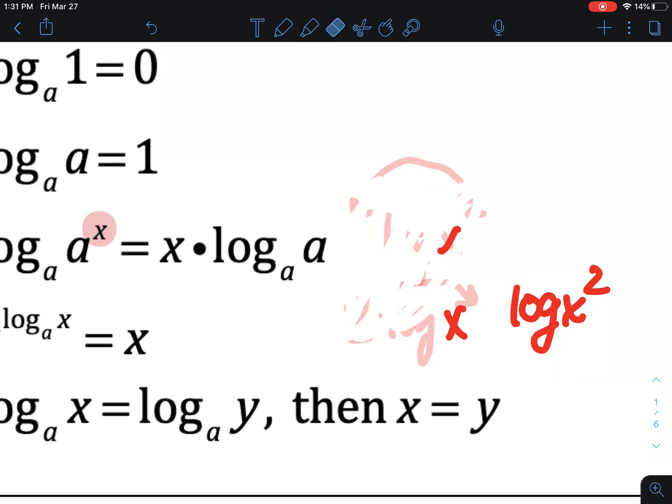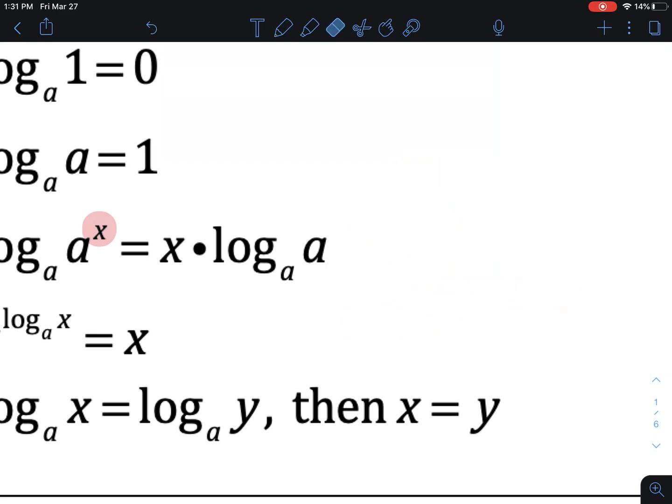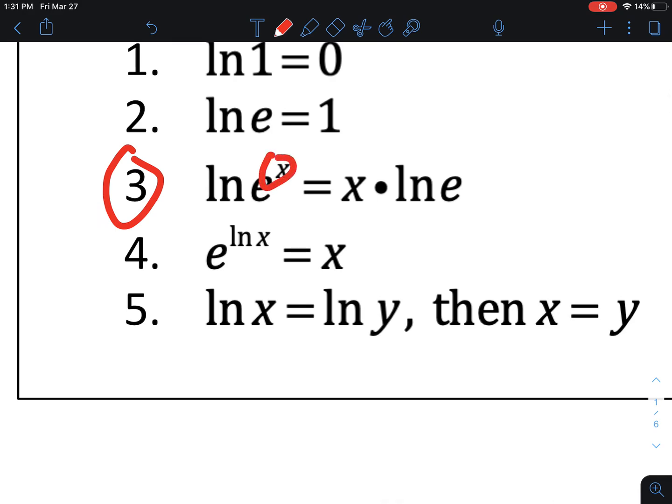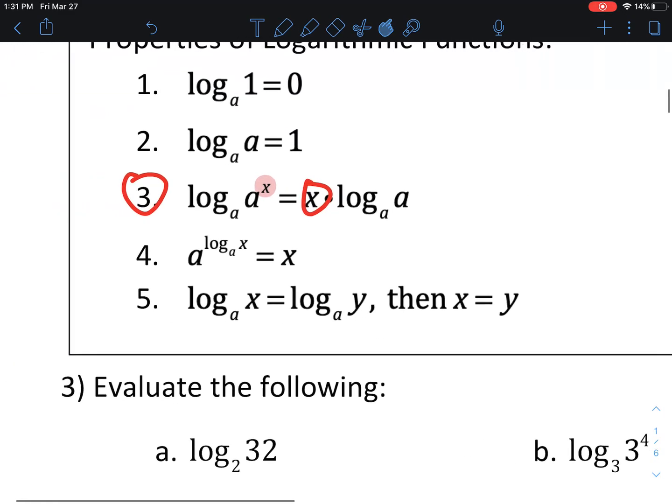Okay, and that goes for any base. Doesn't matter what the base is. If you have an exponent, it can be written as a coefficient out in front, and that goes the same for ln. Right? See the exponent here? It can be written out in front to be a coefficient. Okay. When we do problems here in a second, you'll see all these properties come up. Okay. This property, the next one, number 4.